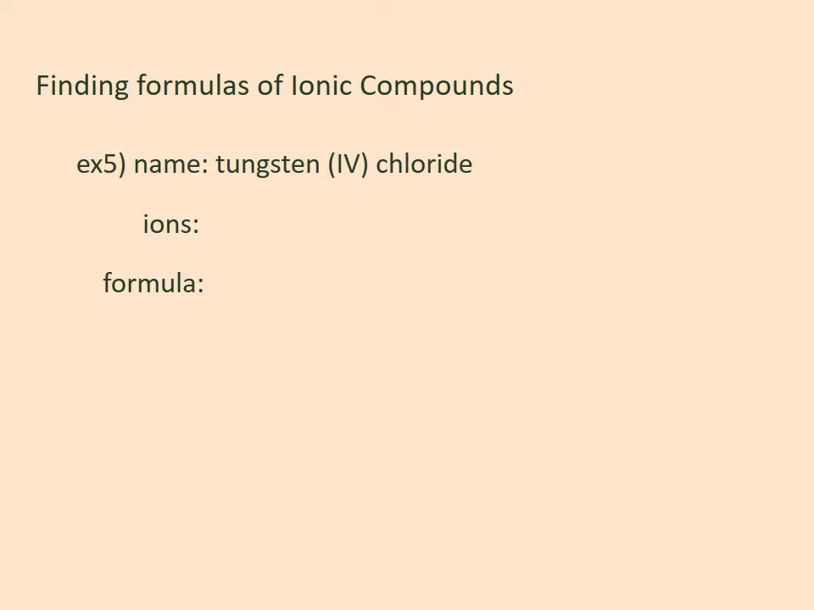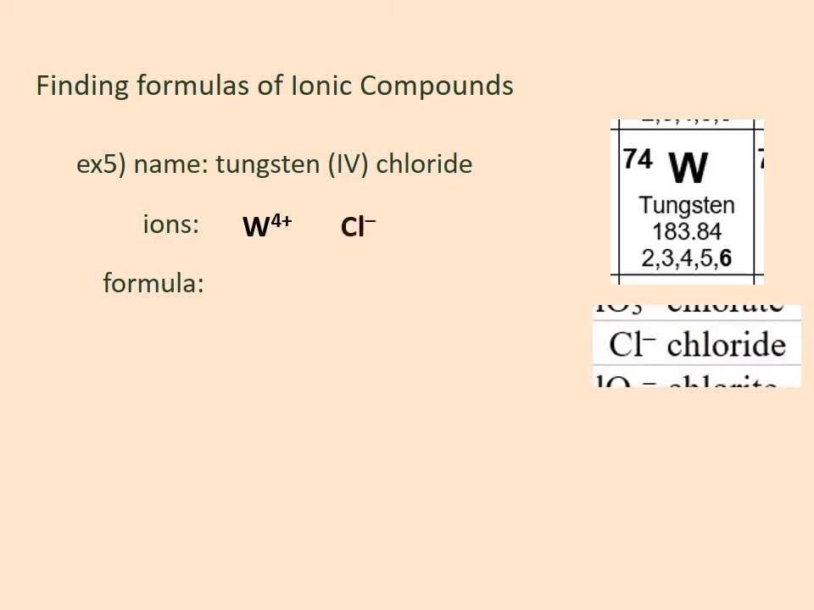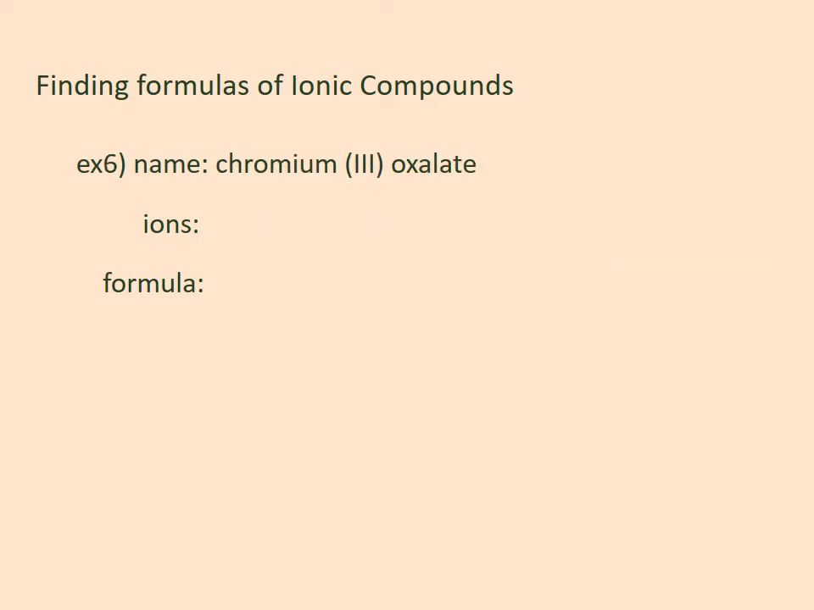Example 5, tungsten 4-chloride. I look up tungsten on the periodic table and see that the symbol is W. And I know it's taking the +4 charge because the name has a 4 in Roman numerals. I look up chloride on the negative ions list, that's Cl-. The lowest common multiple of 4 and 1 is 4. So to get a +4 on the front end, I need 1 W. To get a -4 on the back end, I need 4 Cls.